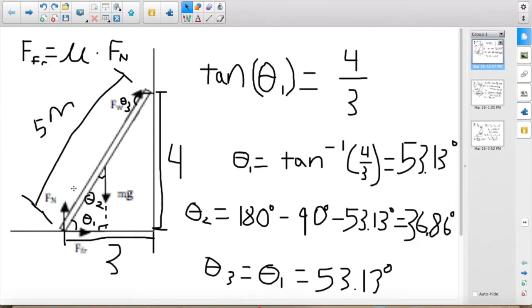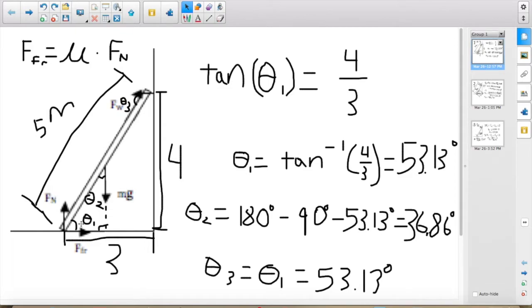Now I noticed that on the worksheet, if you open it up in Microsoft Word, it shows you this picture, but if you open it up in Google Docs, it doesn't. So I apologize if you didn't have this picture when you were working on question 7. It was supposed to be part of the problem.